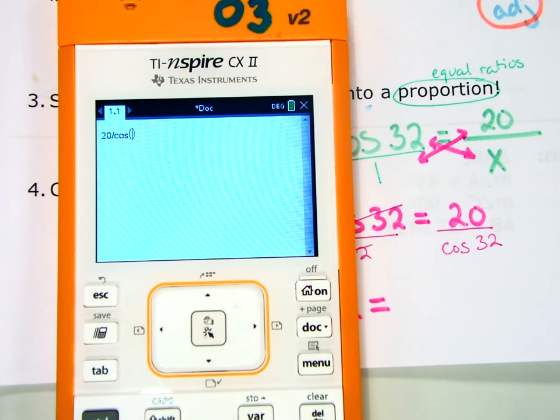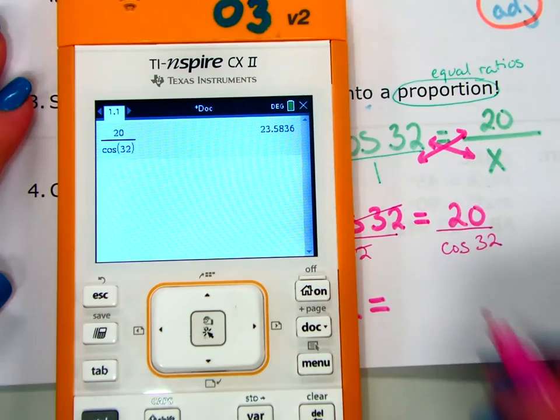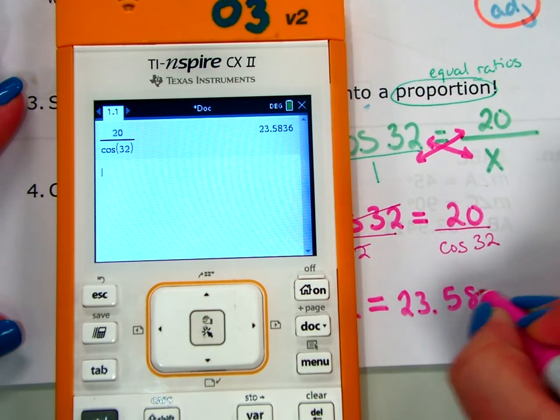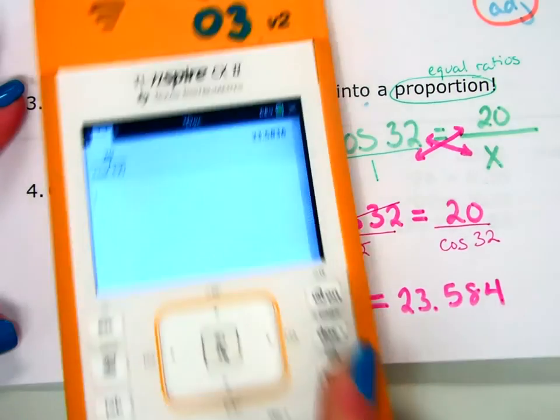Notice it opens and closes parentheses already for me because it knows it's got to be the cosine of an angle. What's the angle I'm taking the cosine of? 32. It's going to automatically close that parenthesis for you. You don't have to do it. You can if you're just like, I need to push it. But you don't have to. And we're going to round this to 3 decimal places. My answer is going to be 23.585 4.